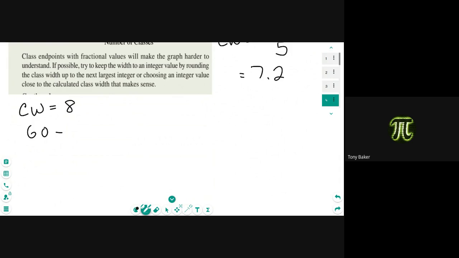So this right here is known as my lower limit of my class. So what number is it going to? 68 or 67? It's going to go to 67.